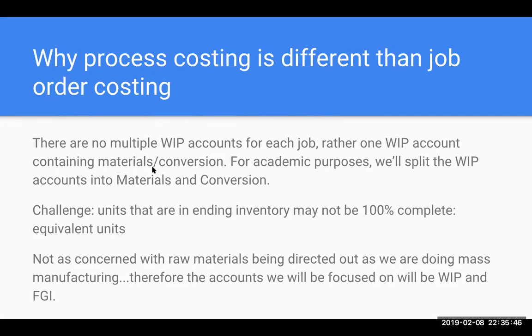Now, when we're dealing with process costing, we're going to start certain products, and then during the period, we'll be starting and completing items. However, at the end of the period, we're going to have ending inventory in our work in process, but that may only be a certain percent complete, because if it was 100% complete, it'd be going over to finished goods. So we have to use the concept of equivalent units.